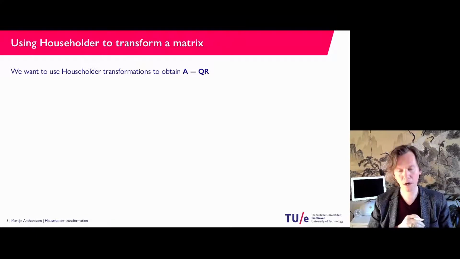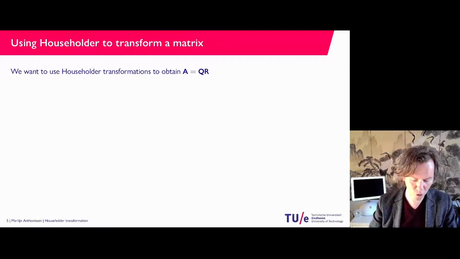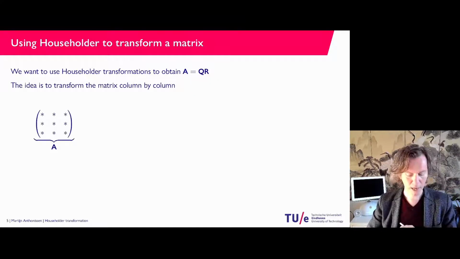So I would like to use them to transform a matrix to upper triangular form. So my Q here is going to consist of a number of Householder transformations, and my R here is going to be upper triangular. And the idea here is to do that column by column.